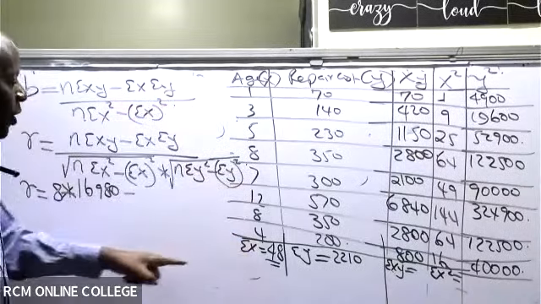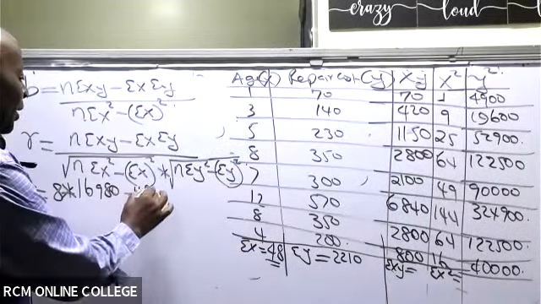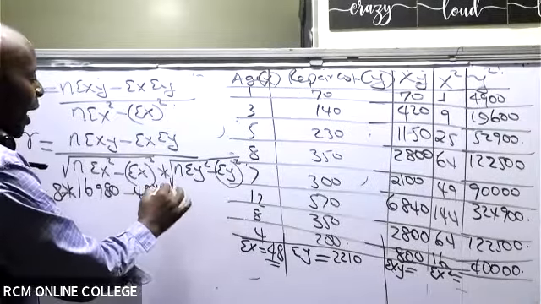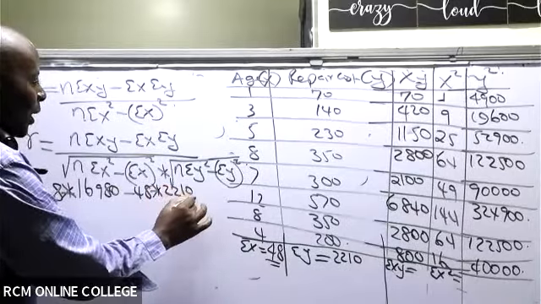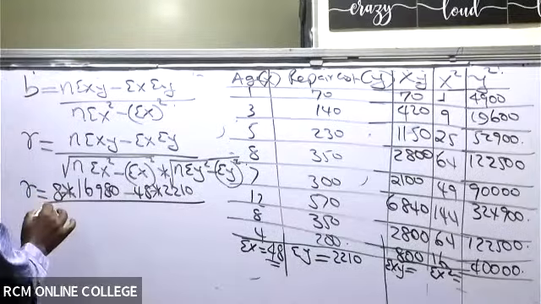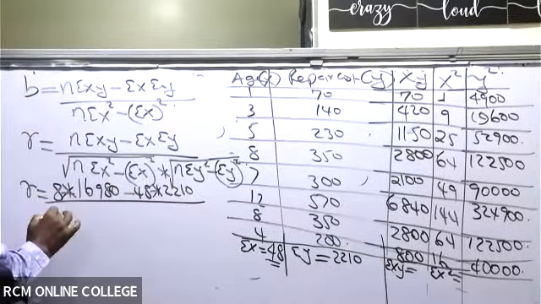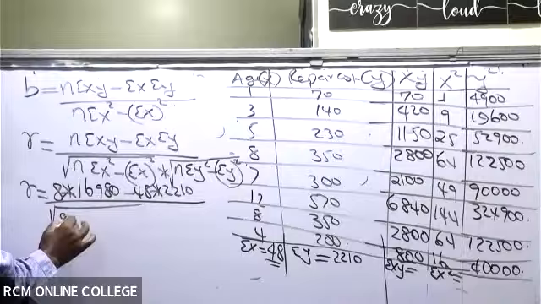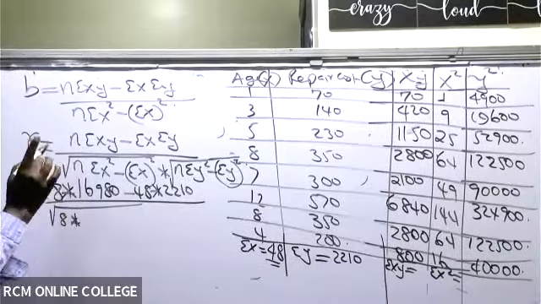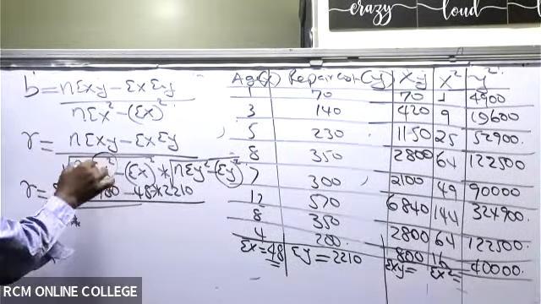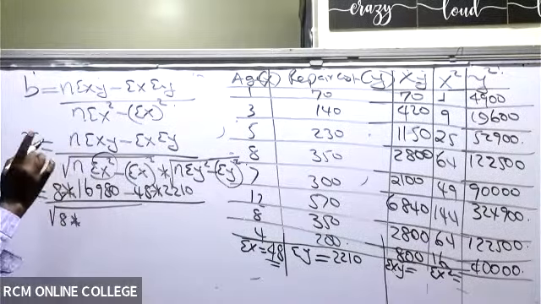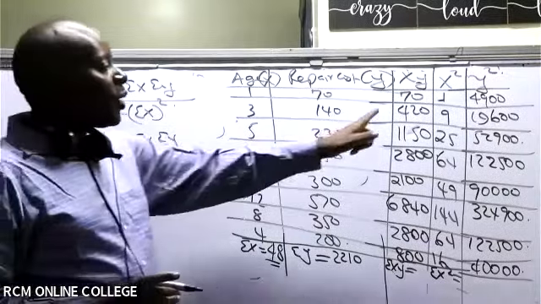Summation of x I have here, it is 48. Times summation of y, I as well have that one as 2210. All over we come to the denominator here. So for the denominator, we start with the square root of n, which is 8, times summation of x squared. Summation of x squared, we also have gotten here.